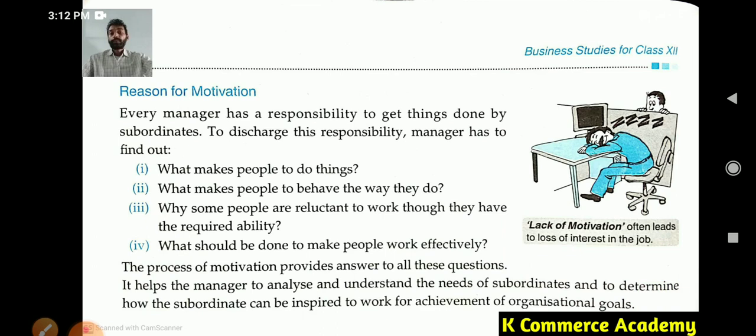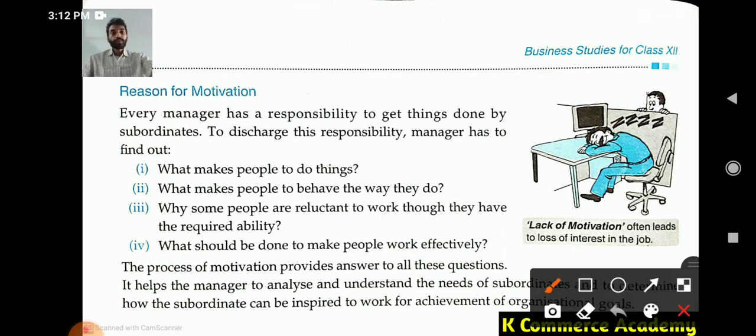finding out what makes the people work, what makes people behave the way they do, and why some people are reluctant to work though they have the required ability. There is a tendency that they have the skills and the required ability, still they try to escape from the work. And what should be done to make people work effectively? If these four questions are answered in the mind of the manager, then there is one single answer: how a person can get motivated, how the workers can be motivated.